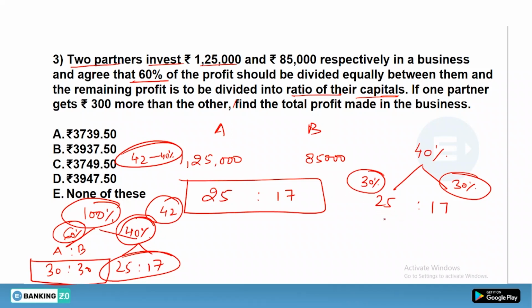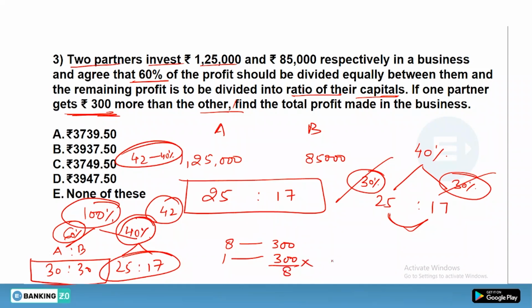Okay, but if you take their difference, because the question is given that if one partner gets 300 more than the other, all right, and as you can clearly see, if you take the difference between these two partners, this 30% or equal profit share will be eliminated, and you don't need that kind of data. All right, so you will take the difference between these two. That means 8 ratio equals 300, 1 ratio equals 300 by 8.